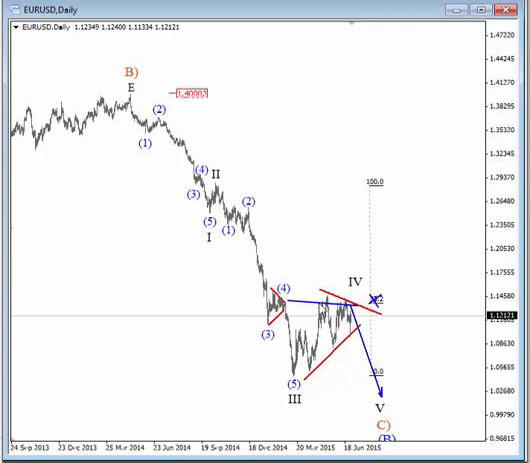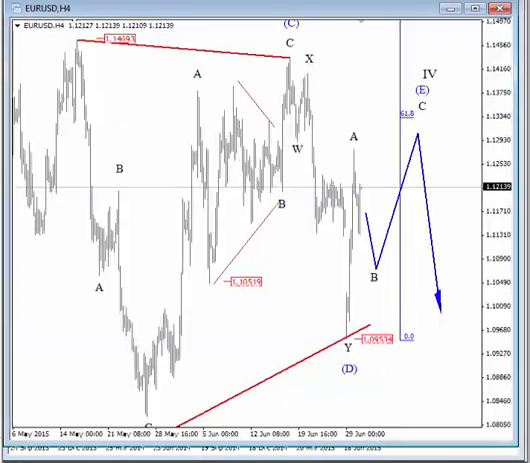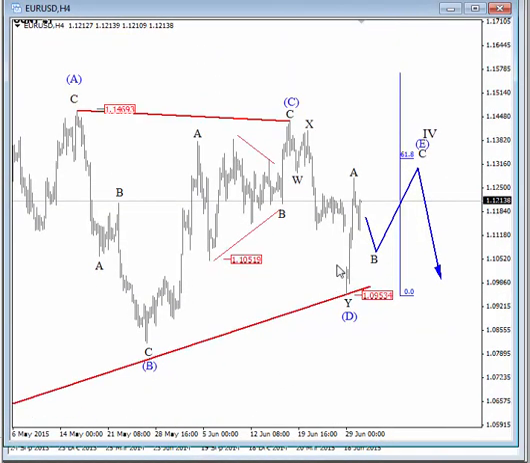Now, a triangle is a 5-wave pattern structured by subwaves A, B, C, D and E, which is still not the case, but on the 4-hour chart we can already see a recent turn up from this Sunday that can be a wave E, finally, within this pattern. So ideally we will see a completion of this triangle sometime later this week.